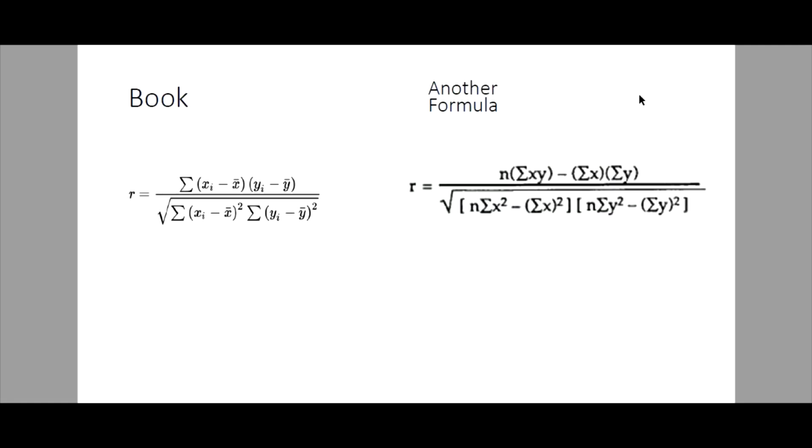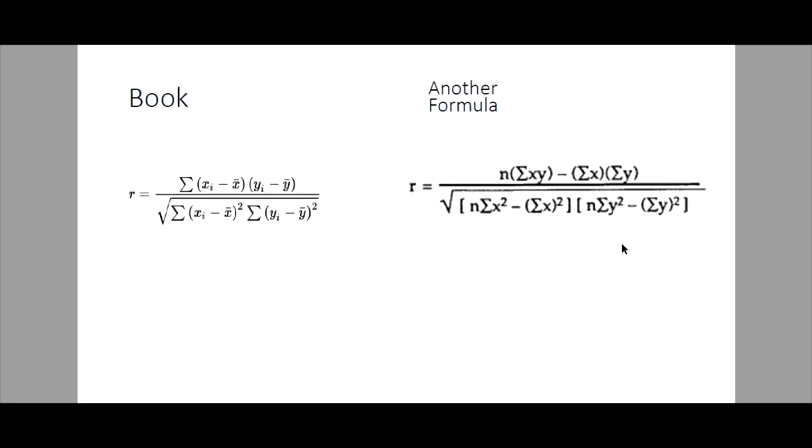Good day. We'll discuss correlation analysis, specifically the comparison of these two formulas. Our book uses this formula and other books use this formula. So let's try to solve some problems and compare the answers.